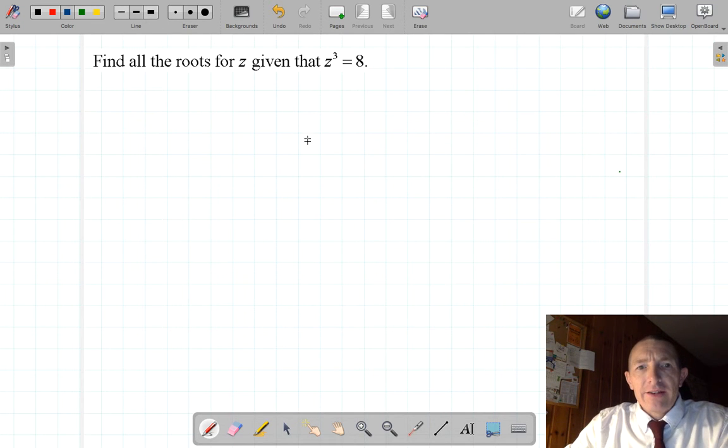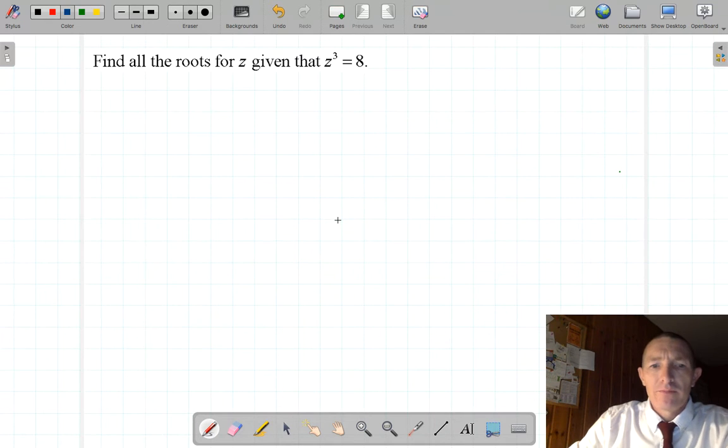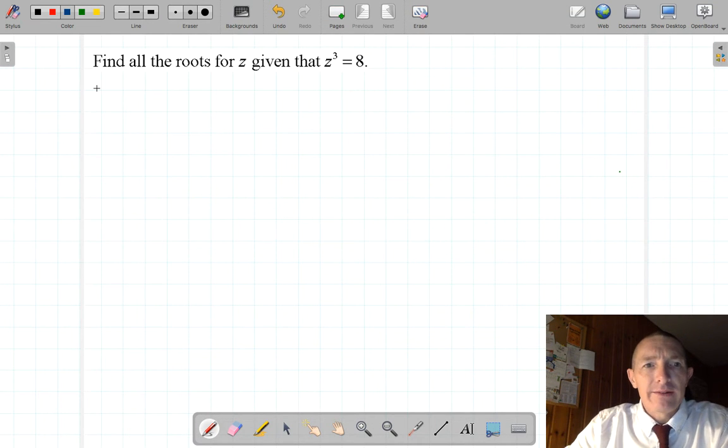Okay, we're going to find cube roots. Now, this is a high-level topic, complex numbers, because there are actually 3 roots to z cubed. And one of them is real, and one of them we can do almost straight away. Let's just write that one down.